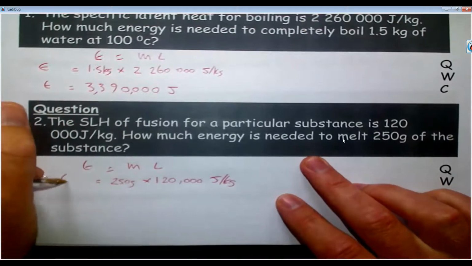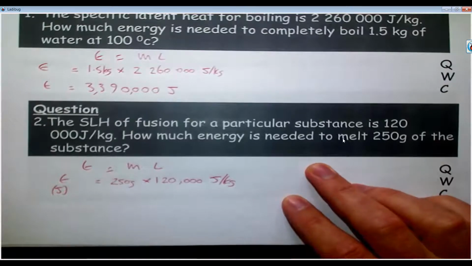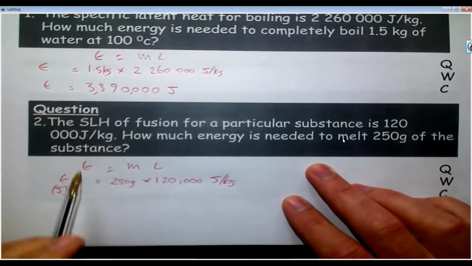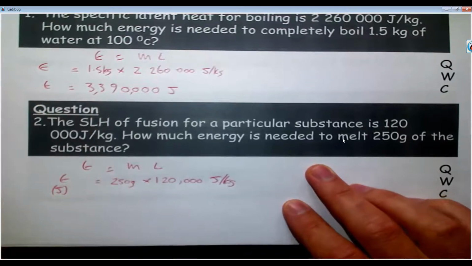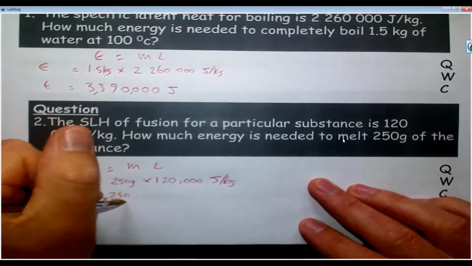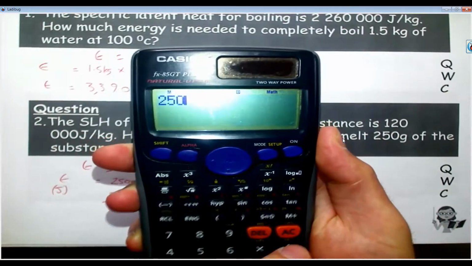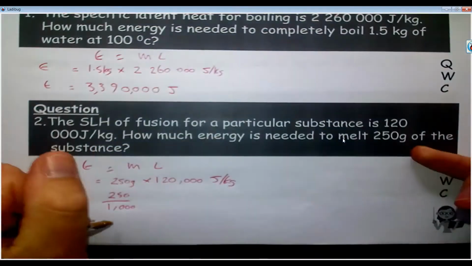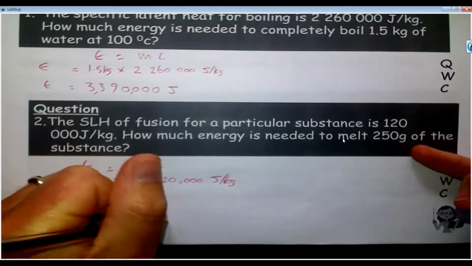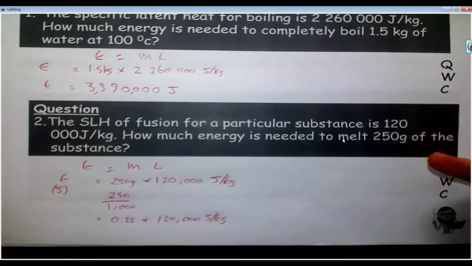And we need to times those to find out energy in joules, but it's not quite as straightforward as that, because grams, those aren't the units used in our equation. Remember, it's joules, kilograms, and joules per kilogram. So we need to convert that. So grams into kilograms, you need to divide by 1,000. So 250 divided by 1,000 gives us 0.25. So 0.25 times 120,000, that's our specific latent heat of fusion, will tell us how much energy is required.